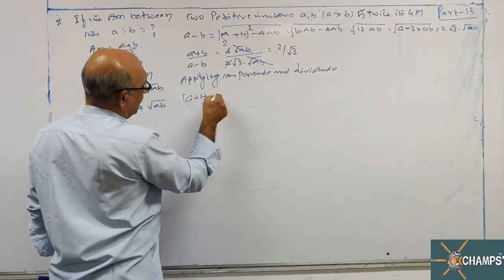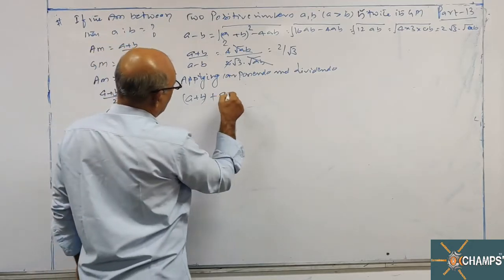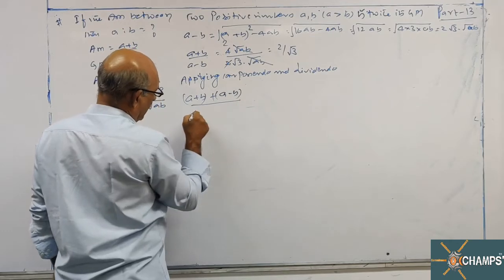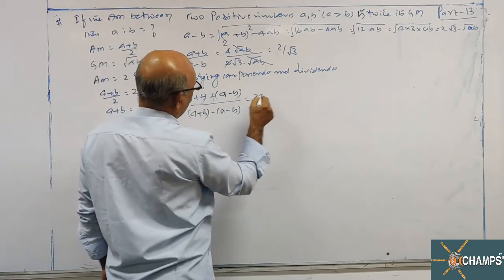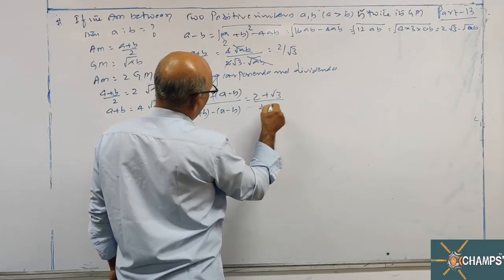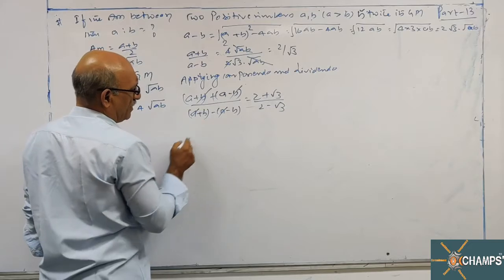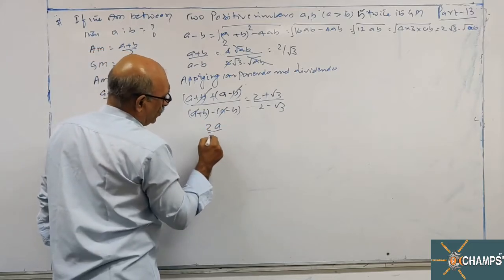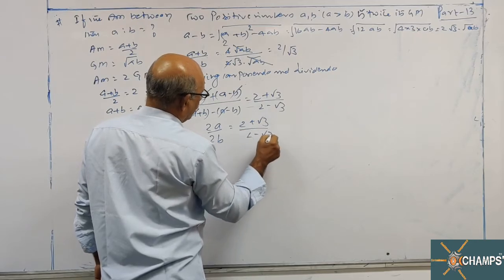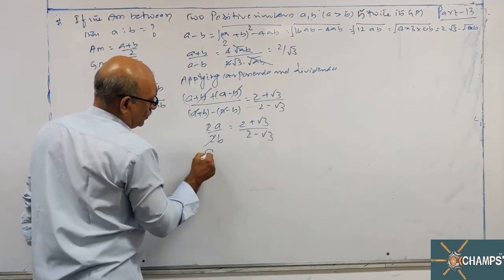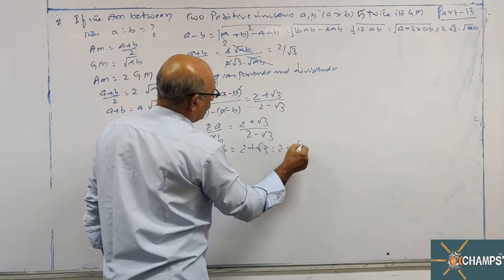So A plus B plus A minus B divided by A plus B minus A minus B is equal to 2 plus root 3 divided by 2 minus root 3. Plus B minus B cancel, plus A minus A cancel. 2A divided by 2B is equal to 2 plus root 3 by 2 minus root 3. So A is to B is equal to 2 plus root 3 is to 2 minus root 3.